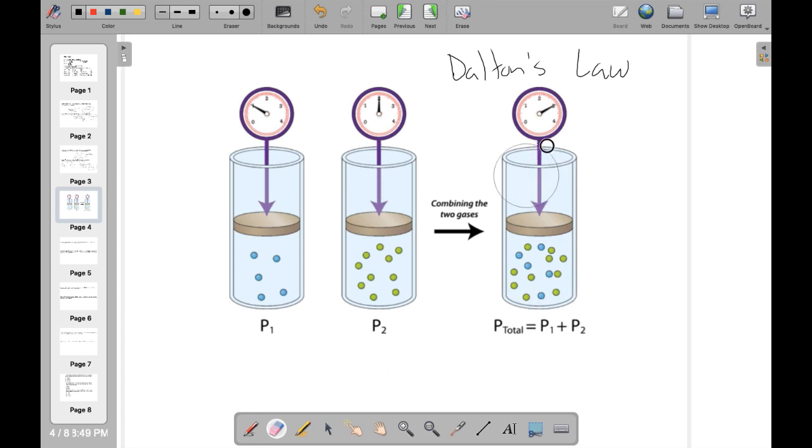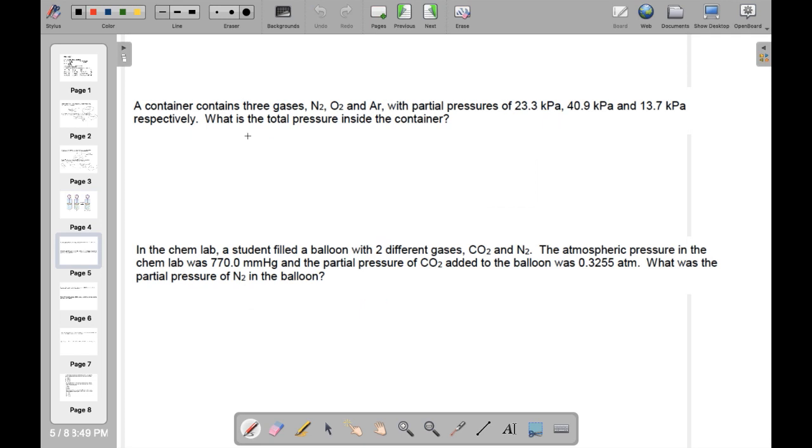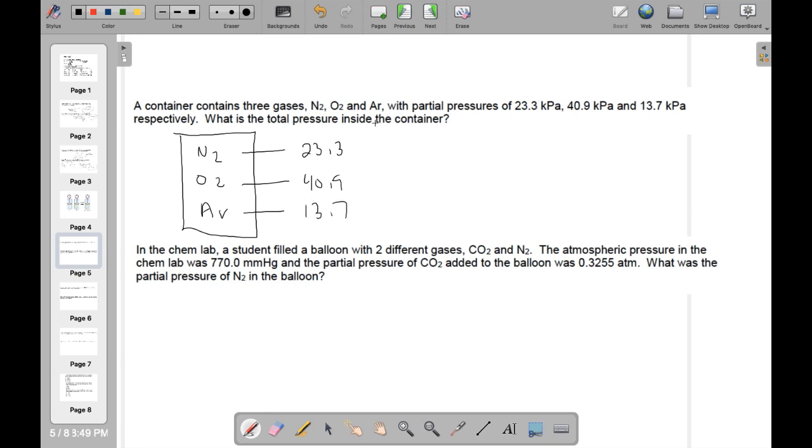Well, that seems moderately basic. Let's see what we can do with this. A container contains three gases. Let's just draw this little container. It has N2, so it has nitrogen. It has O2, oxygen, and argon. With partial pressures of 23.3, so that's 23.3 kilopascals, 40.9 kilopascals, and 13.7 kilopascals. What is the total pressure?